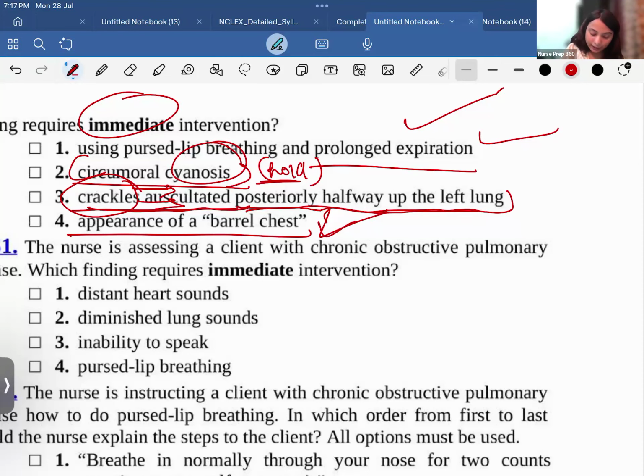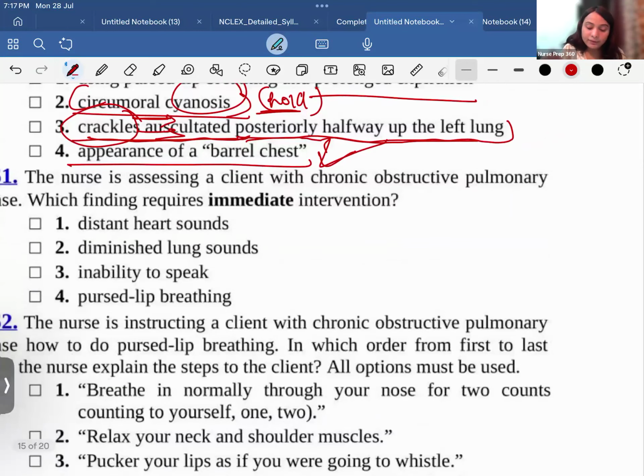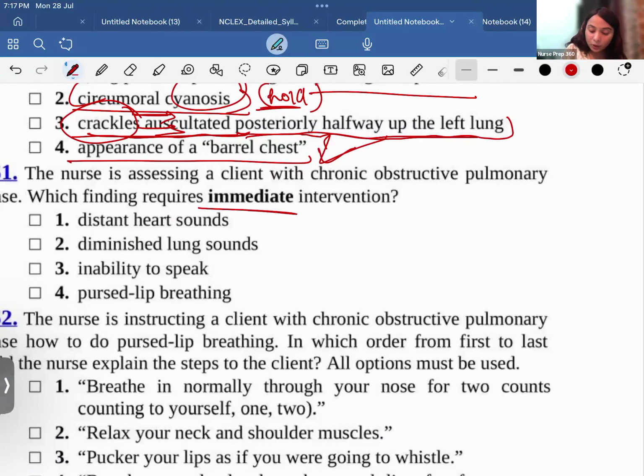Okay, second thing, next question. The nurse is assessing a client with COPD. Which finding requires immediate intervention? Do you know what the patient is having?